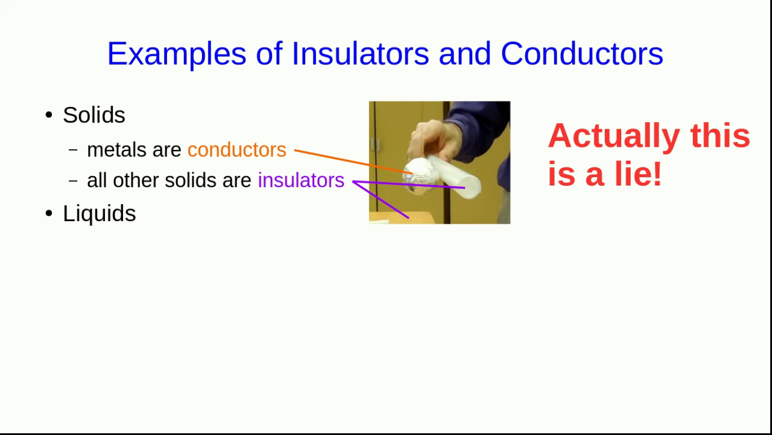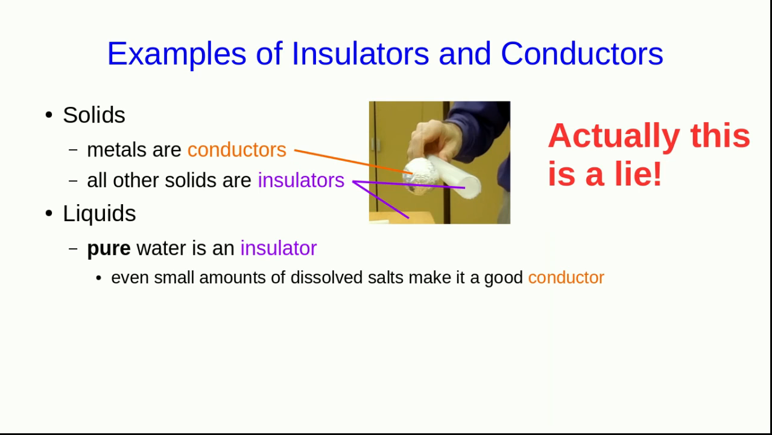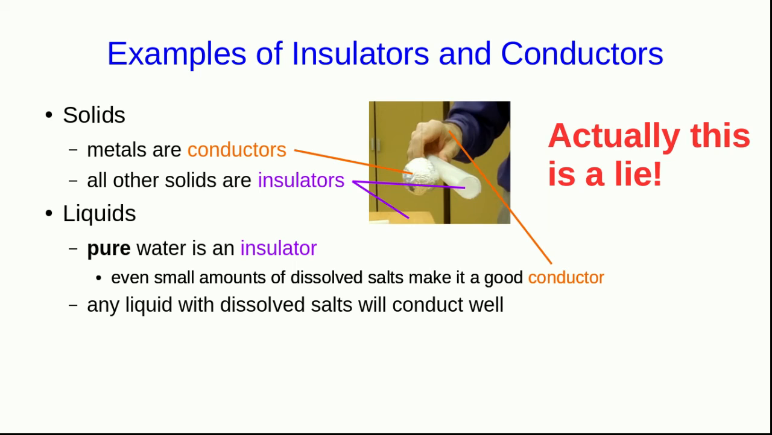Liquids are mostly insulators. So, for example, pure water is an insulator. However, you almost never come across actually pure water, and even very small amounts of dissolved salts in water make it a good conductor. Remember that you are basically a bag of salty water, and so that means you're a good conductor. Any liquid with dissolved salts will conduct well, because the dissolved salts are ions, which move around easily in the liquid.